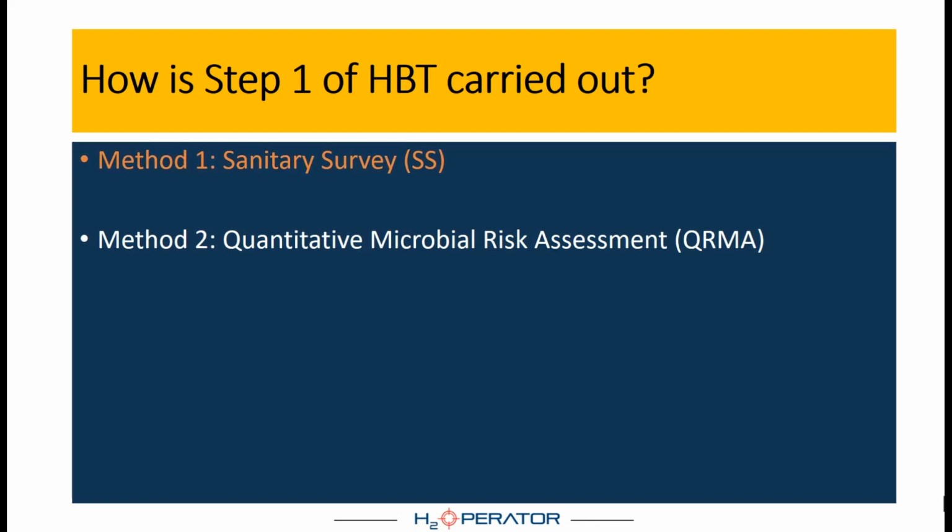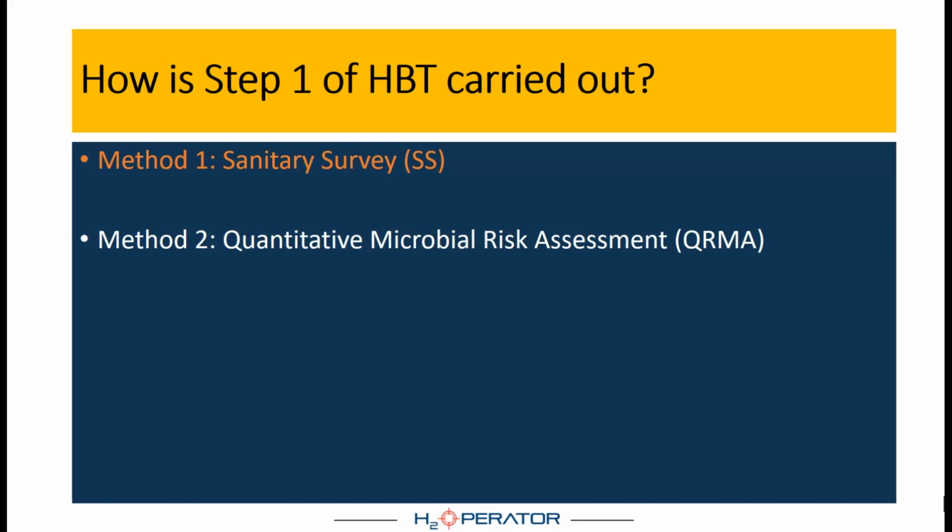So, the 2 methods are basically, first, the sanitary survey. We look at the presence of dairy, feedlots, etc., and decide, okay, we are in category 4. For example, there are 4 categories, so we classify our catchment as one of these 4 categories.